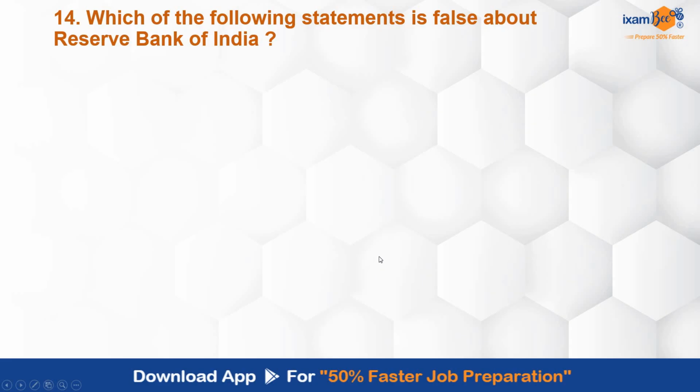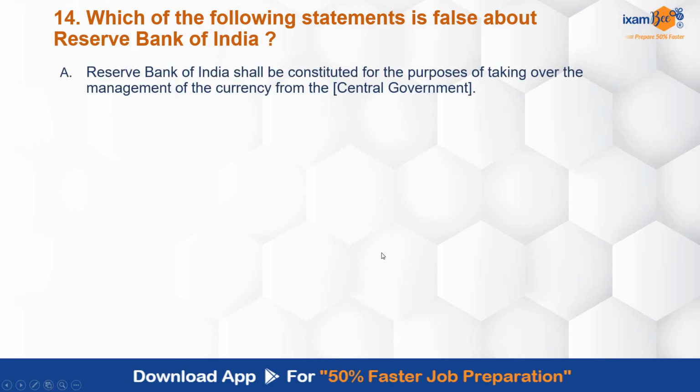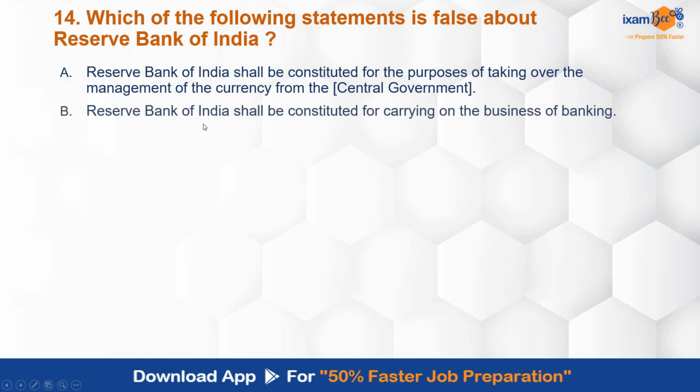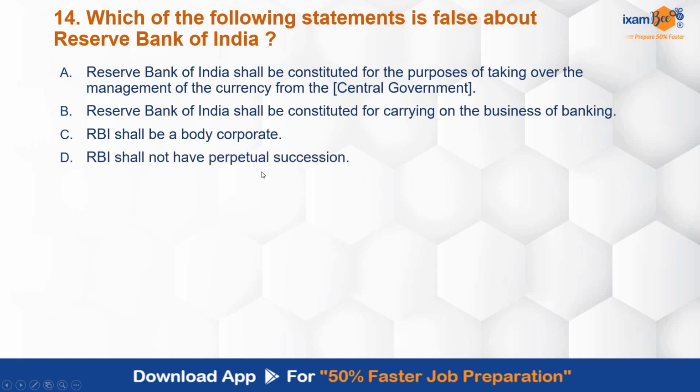Which of the following statements is false about RBI? RBI shall be constituted for the purpose of taking over management of currency from the government. Shall be constituted for carrying on the business of banking. It shall be a body corporate. It shall not have perpetual succession. RBI shall have a common seal. Now this is again a very conceptual and logical question. Correct answer is D. They have asked you not true, they have asked you false.